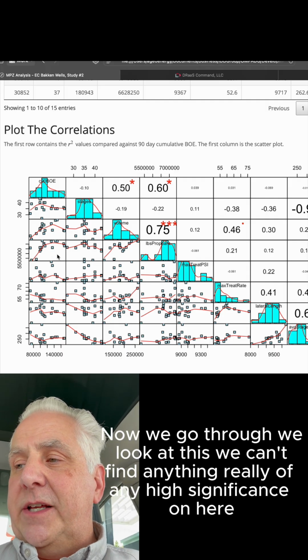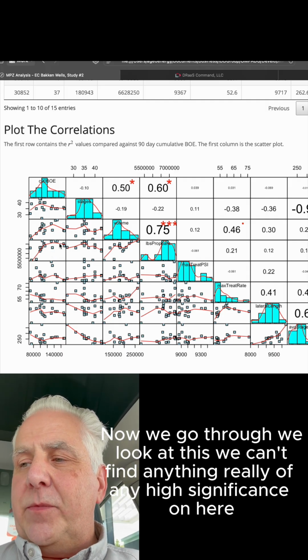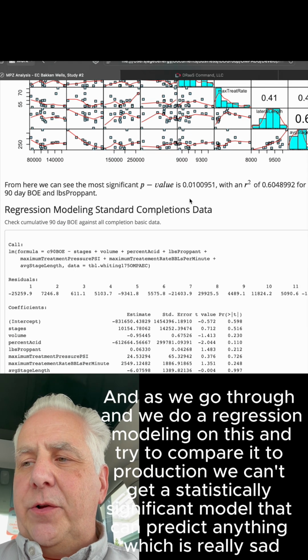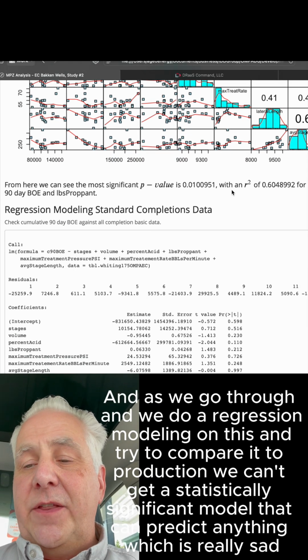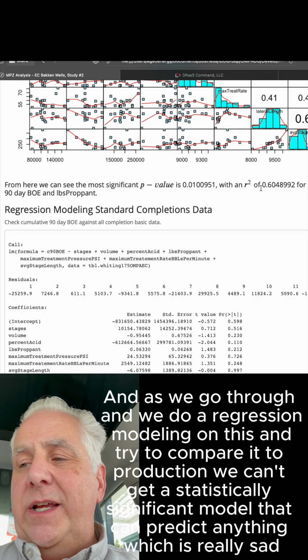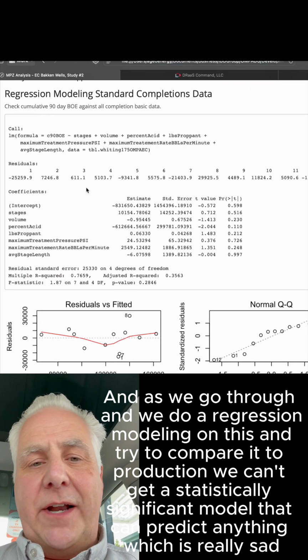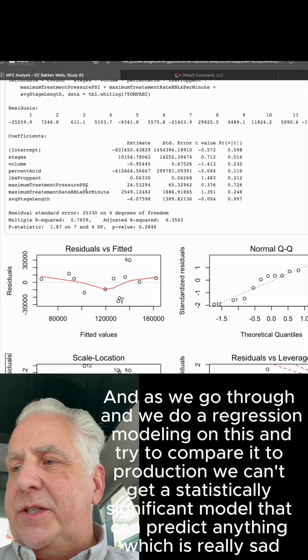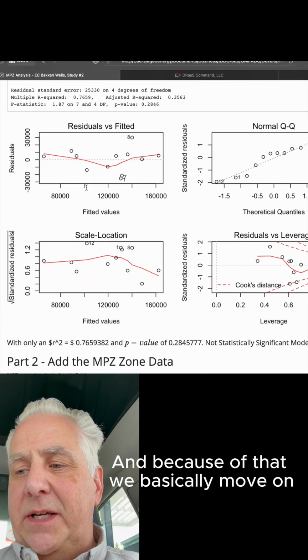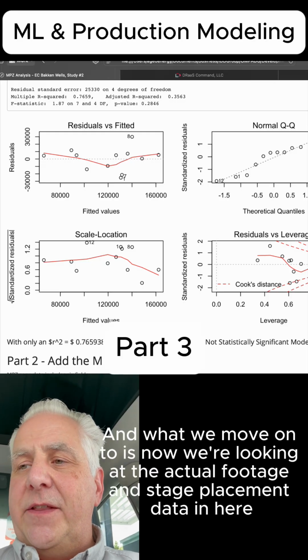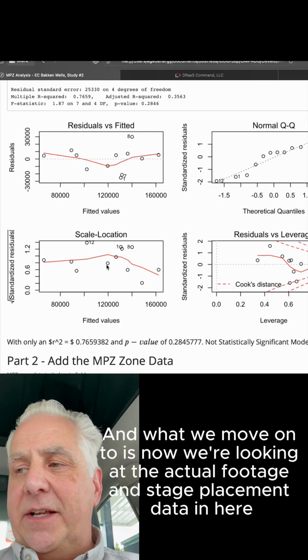Now we go through, we look at this, we can't find anything really of any high significance on here. And as we go through and we do a regression modeling on this and try to compare it to production, we can't get a statistically significant model that can predict anything, which is really sad. And because of that, we basically move on. And what we move on to is now we're looking at the actual footage and stage placement data in here.